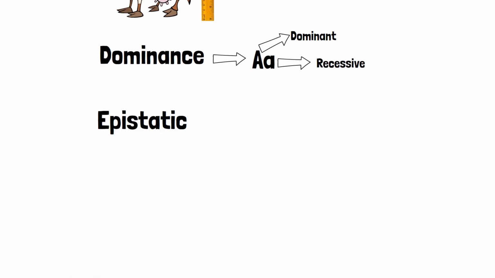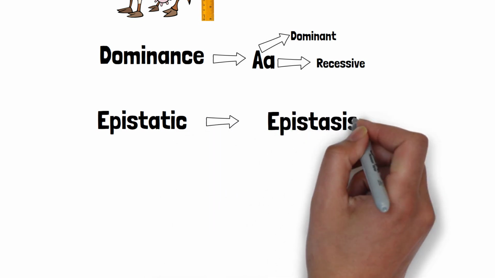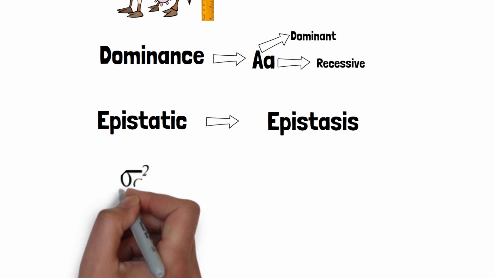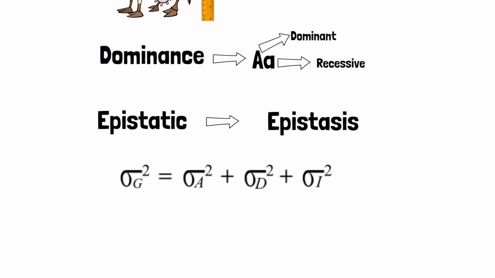The epistatic is coined from the term epistasis. Well, I need not define that. However, epistatic happens with interaction of genes at multiple loci. So expressing it in variance terms, you have sigma square G equals sigma square A plus sigma square D plus sigma square I, meaning the genetic variance equals the additive variance plus dominance variance plus epistatic variance.